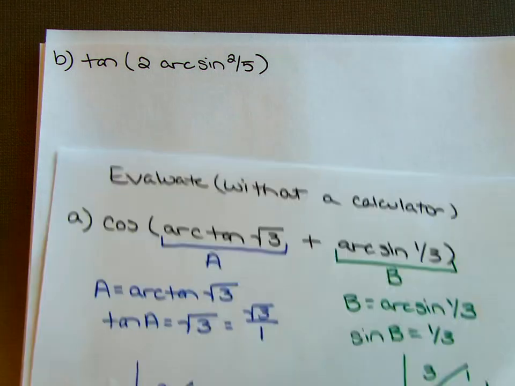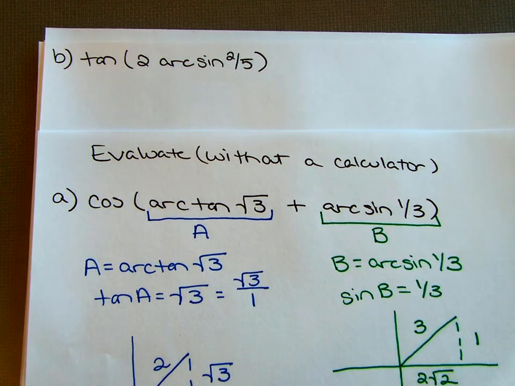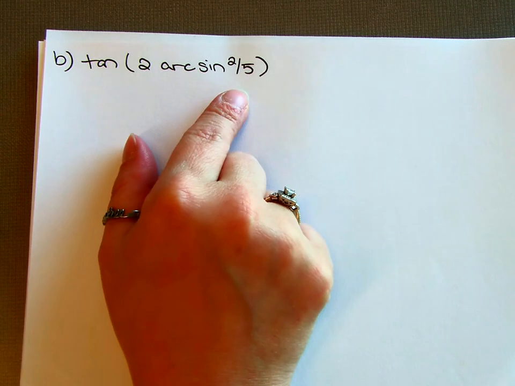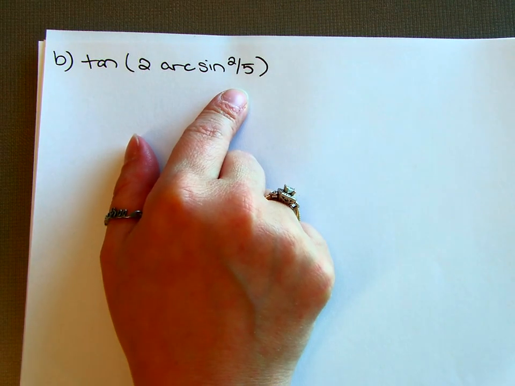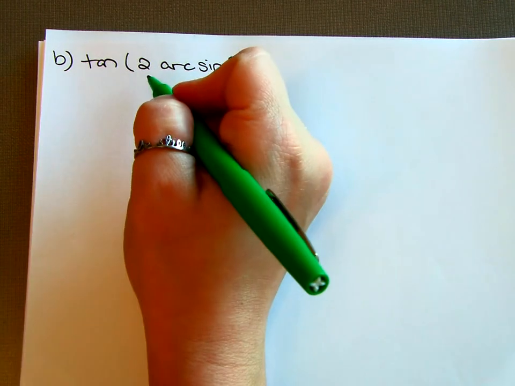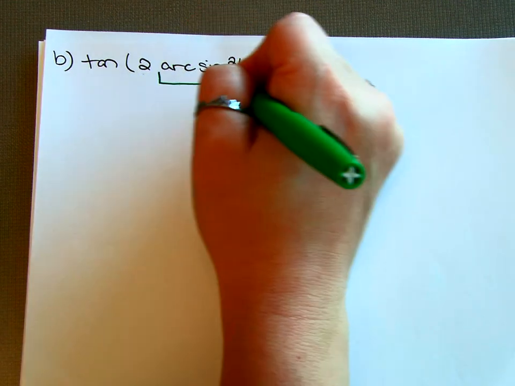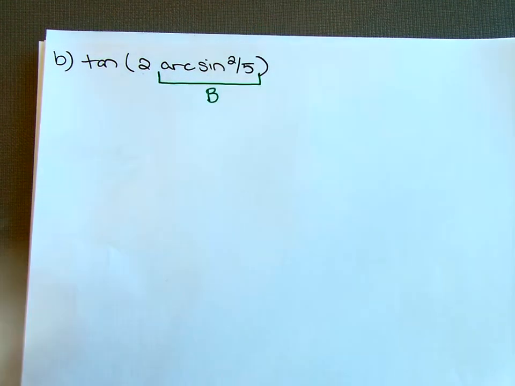Because here we had cosine of something plus something, and we used our sum of cosines identity. And here we have tangent of 2 times something. And in the previous section, those were our double angle identities. So that is where I would go to. So double angle with tangent. Luckily, there's only one of them, which is nice. So we are going to do a similar thing. Since I'm going to use the double angle identity, I'm not going to include the 2 in my B. I'm going to just let this stuff be my B, or theta, or A, or whatever you want to call it. Okay?